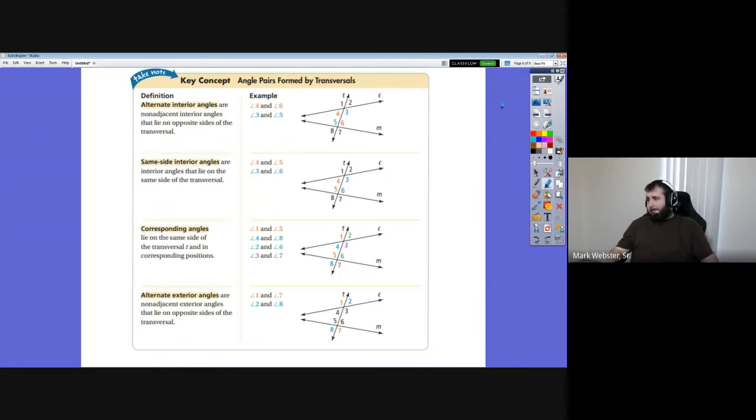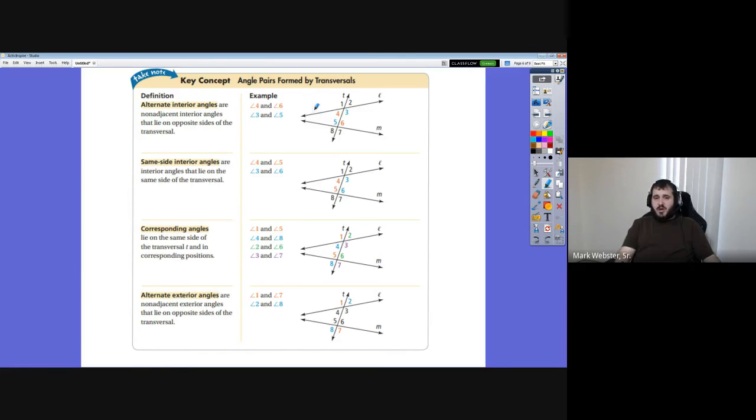So now we can be a little bit more specific than just interior and exterior. We can actually break it down into more than this, but these are the ones that they actually are going to be focused on. Alternate interior angles, the ones that are on the interior but on the opposite sides from each other. So they give an example here. Angle 4 and angle 6, angle 5 and angle 3, right? They're on opposite sides from each other, and they're both on the inside of the sandwich.